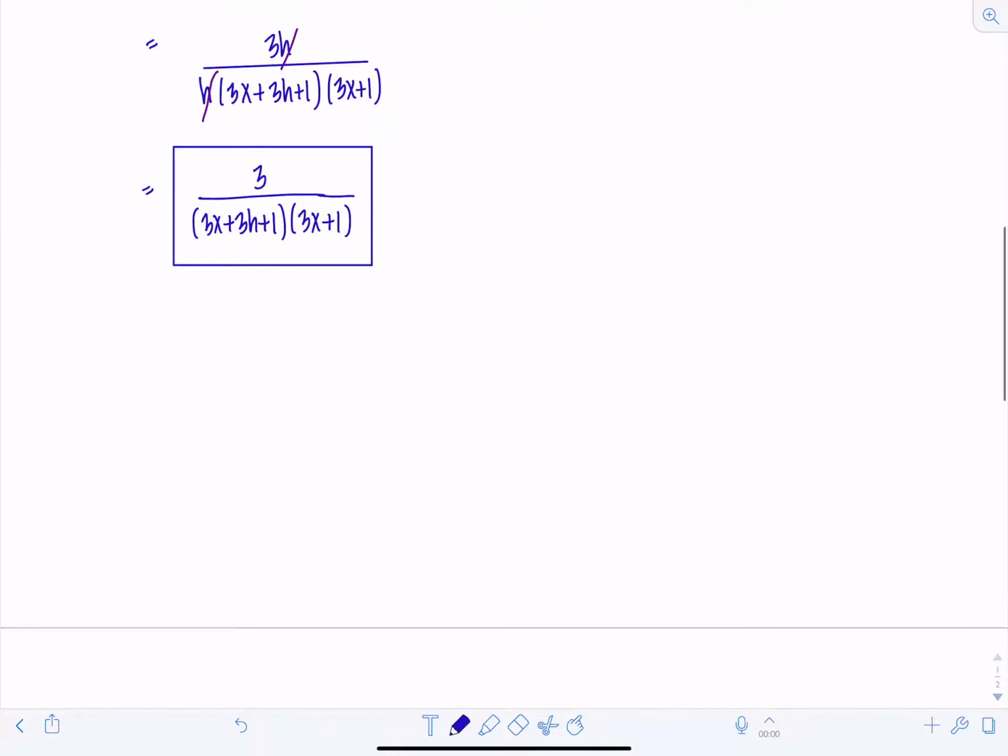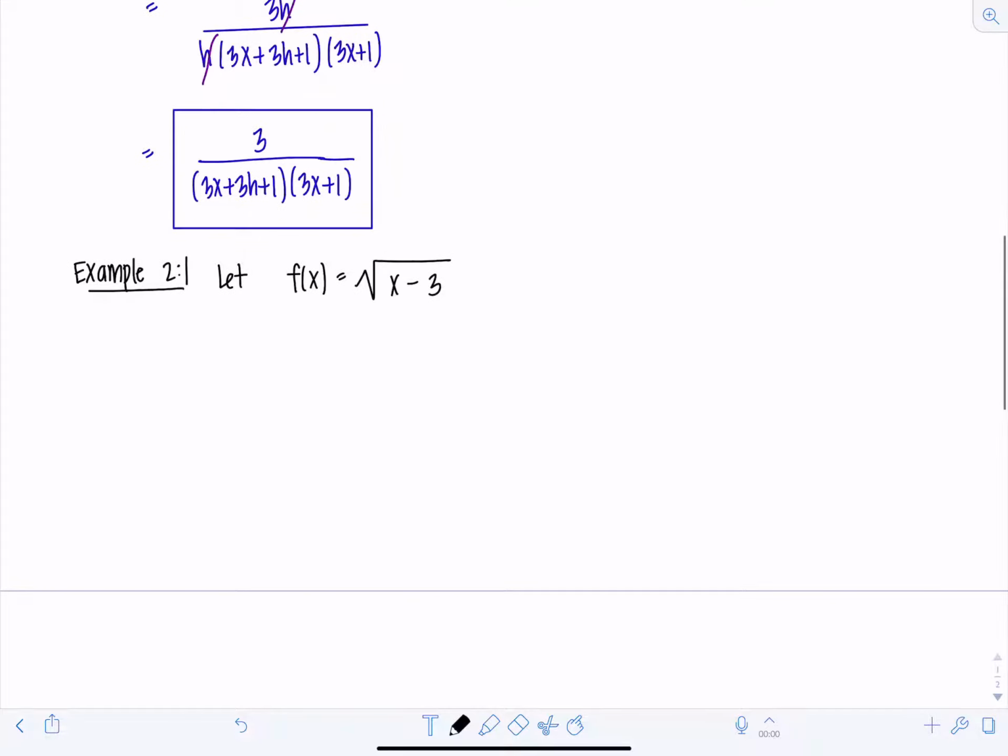All right, next example is dealing with a radical function. So example 2, let's let f of x equal the square root of x minus 3. Okay, so just to kind of get ourselves warmed up, let's evaluate f of x plus h. So that's going to be the square root of x plus h minus 3.